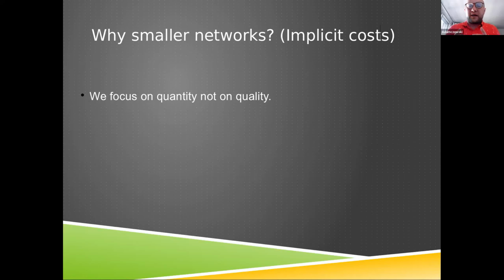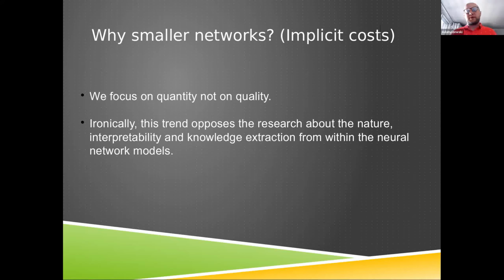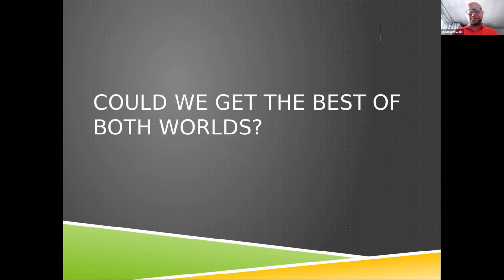And we also have implicit costs of those smaller networks because we focus on quantity rather than on quality. And ironically, this trend opposes the research about the nature, interpretability, and knowledge extraction from within the neural networks. So the question is, could we get the best of both worlds? Could we get networks which are accurate but are also smaller?